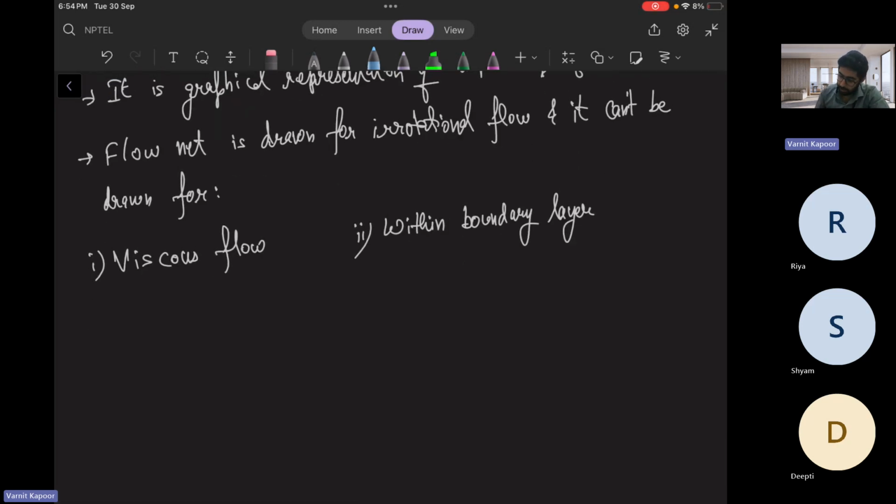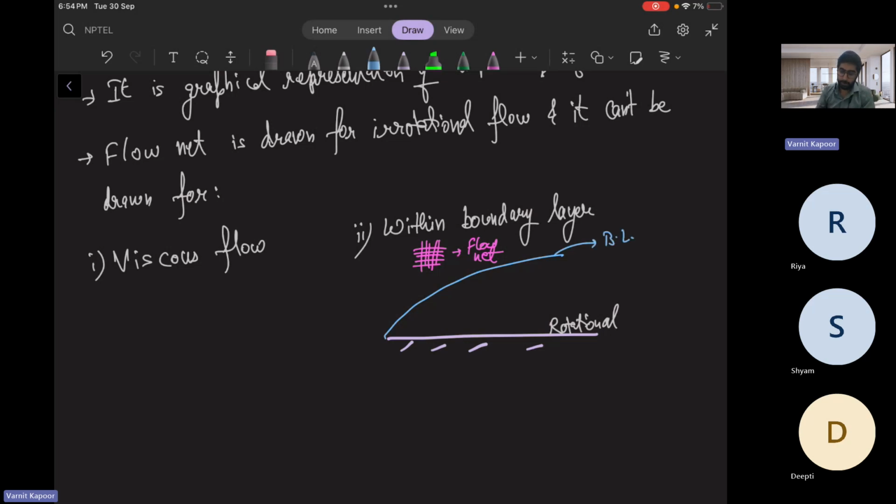Within the boundary layer, like suppose I have a plate like this, and the flow goes like this. So here the flow will be rotational. You can't define a flow net, but for irrotational flow outside the boundary layer, flow net can be defined. This is nothing but your boundary layer, BL. If your flow is happening like this with U infinity, the gradient is zero outside the boundary layer, but not inside.